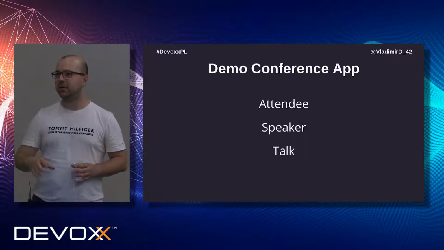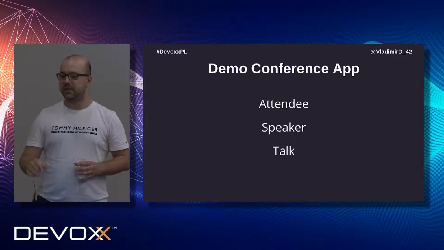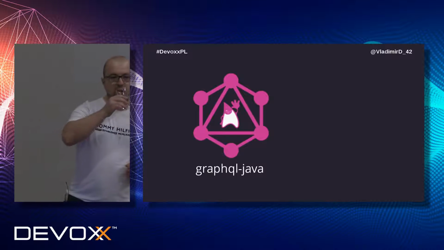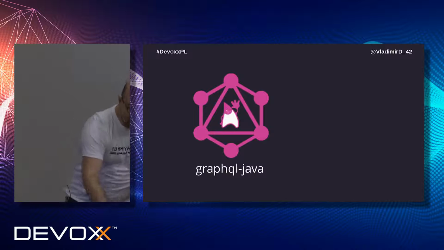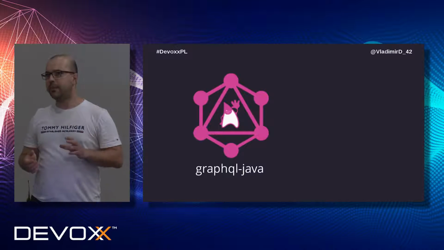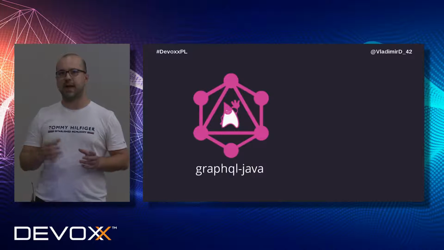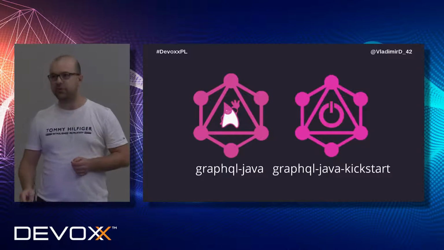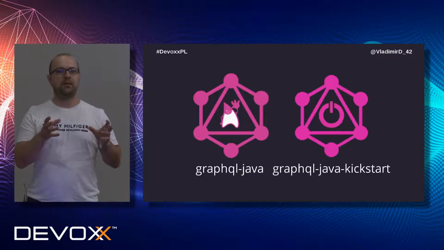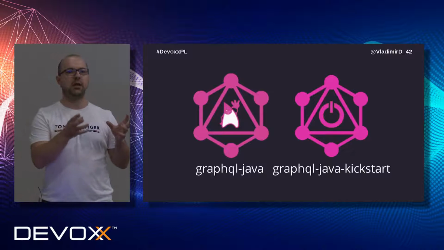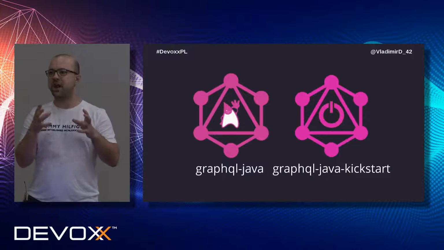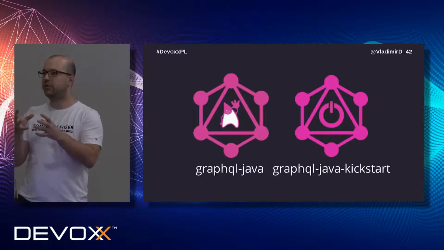So this is, let's say, our database layer. This is what we're going to have. What I'm going to use is GraphQL Java. That's the implementation of GraphQL in the Java language. I'm going to use this, but I'm also going to use something else, and this is GraphQL Java Kickstart. The reason for this is very simple. GraphQL Java, you can think of it as a core engine for building GraphQL APIs. It has all the business logic, all the implementations, everything that you need to understand GraphQL Java.